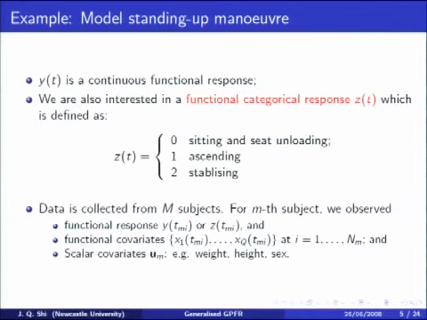So what is our data? Actually we collect the data from many replications of the experiment. For M subjects, or for M standing ups, we observed some functional responses y(t) and z(t) at time points i from 1 to n_m, and at the same time points we have got the data for those functional covariates. We also have some scalar covariates, for example the weight, height, or gender of those subjects.